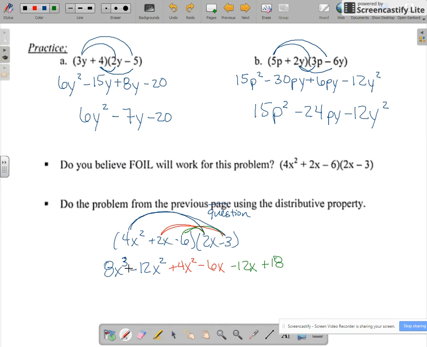Okay. Now combine like terms. 8x cubed doesn't combine with anything, so we have 8x cubed. Negative 12x squared combines with 4x squared, and we get minus 8x squared. Negative 6x combines with negative 12x, we get negative 18x. And then plus 18 doesn't combine with anything, so we have plus 18. And there is our simplified version of this example. So now on the back, I want you to do the same thing. However, try it on your own before continuing to watch this video.